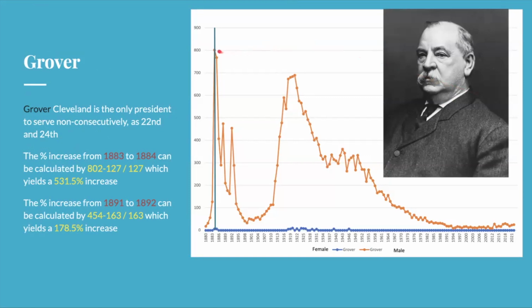His first election was 1884, and so if we look at 1883 to 1884, there was a 531.5% increase. And if we look at the second time he ran and won, it was a 178% increase. I don't really know what this was.